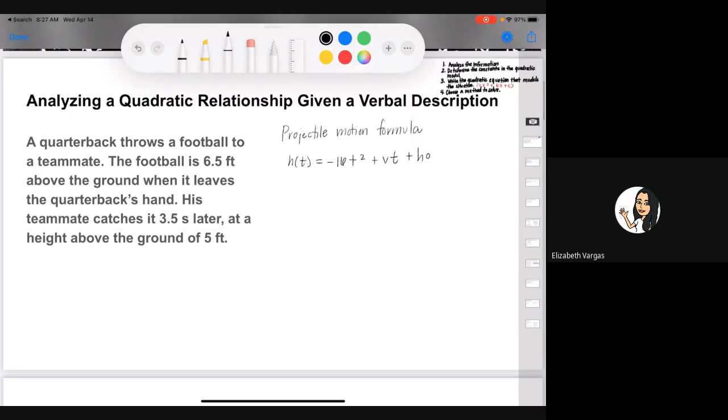But what we're now going to do is analyze the information we are given. What does this word problem tell us? Well, it tells us that the football is 6.5 feet as soon as it leaves the quarterback's hand, and then 3.5 seconds later, it's 5 feet above the ground. So that means our initial height, as soon as the quarterback releases it, our height at 0 seconds, is 6.5 feet. And our height at 3.5 seconds later is 5 feet.